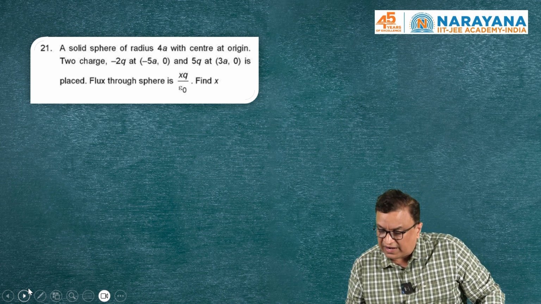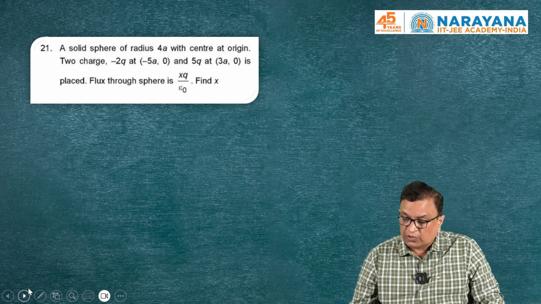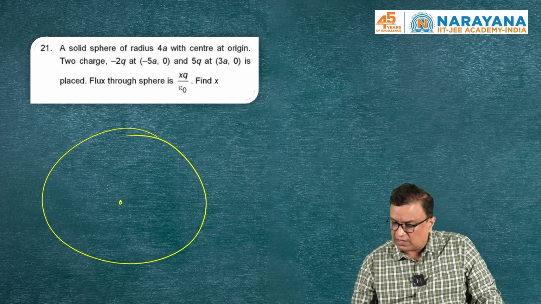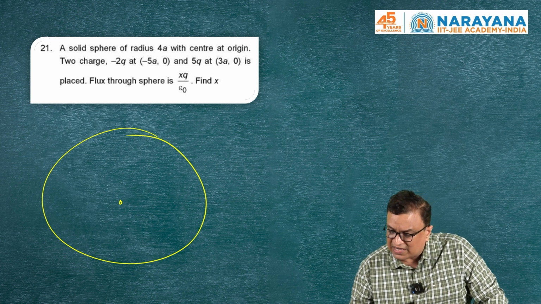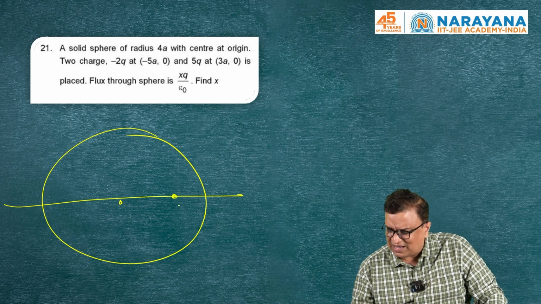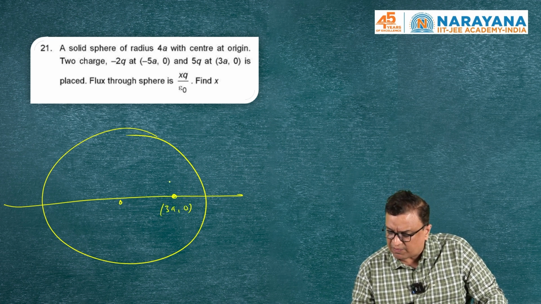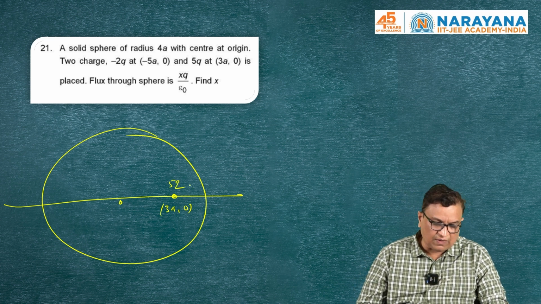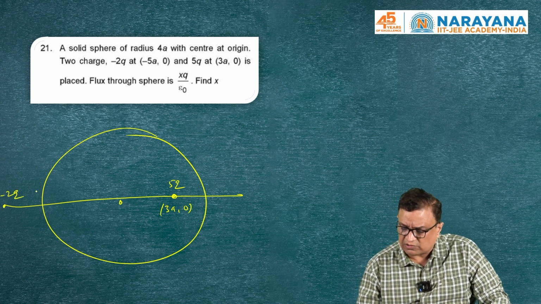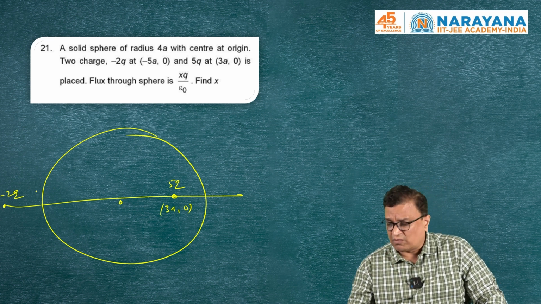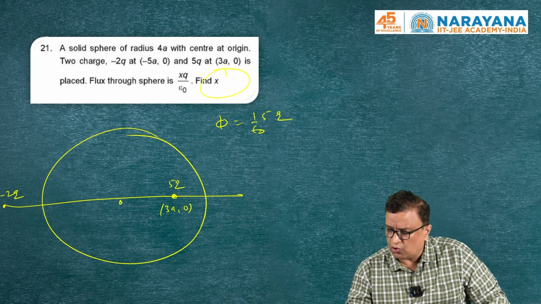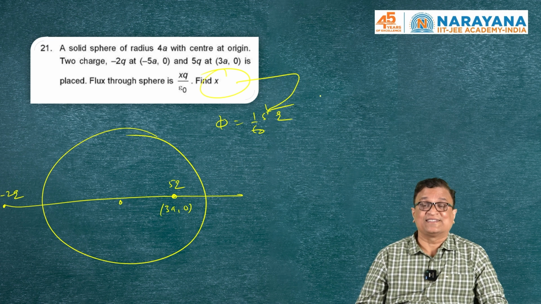A solid sphere of radius 4a with center at origin, two charges. This is the center. Two charges, one placed, minus 2q at minus 5a comma 0 and 5q at 3a comma 0. You pick whatever you want. See, 3a comma 0 is this point and I have placed here 5q. That's it. Then what happens? Here the 5q charge is inside the Gaussian surface, minus 2q is outside the Gaussian surface. What is Gauss law? The flux is 1 by epsilon naught times the charge enclosed, 5q. So my answer is 5 for this.